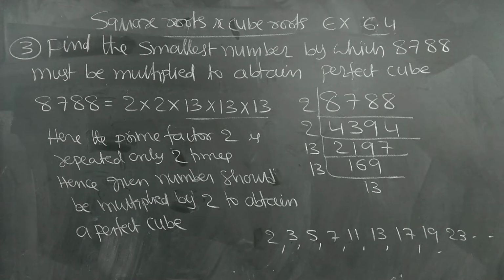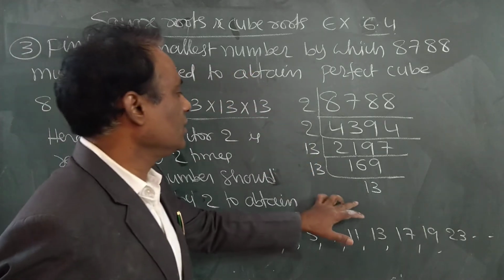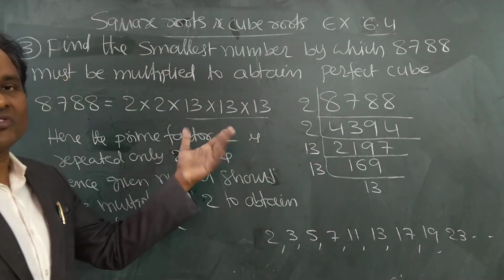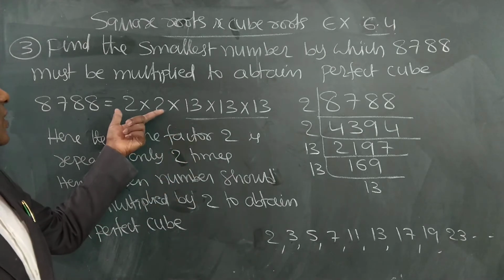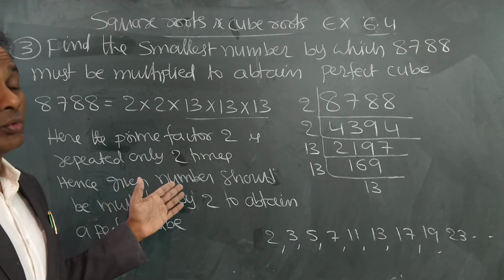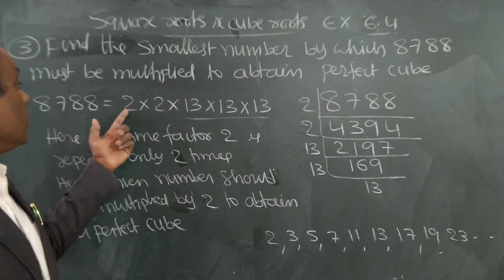This is the procedure, students. Same procedure like what we did for the second problem. So find the prime factors. If each is repeated 3 times, it is a perfect cube. If any one is not repeated 3 times, it is not a perfect cube. But to make it a perfect cube, what do we need?